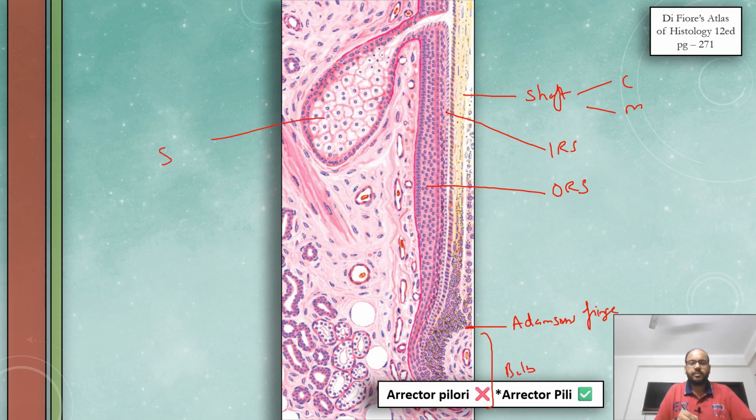Here you can see the sebaceous glands. This is the erector pylori. Some people write it as erector pylori, some write it differently. This I think is the eccrine glands. So these are the vertical sections of a hair follicle.